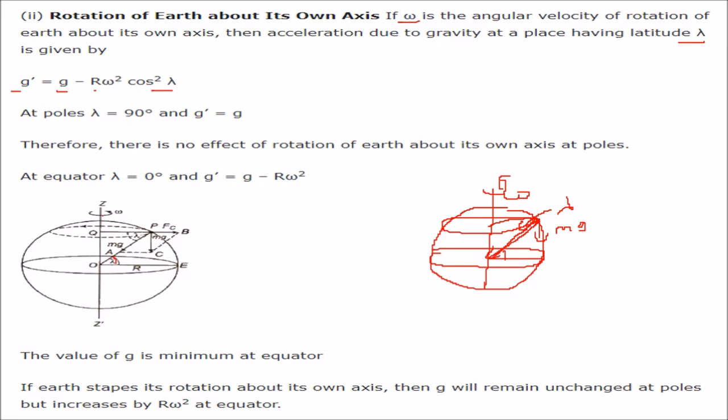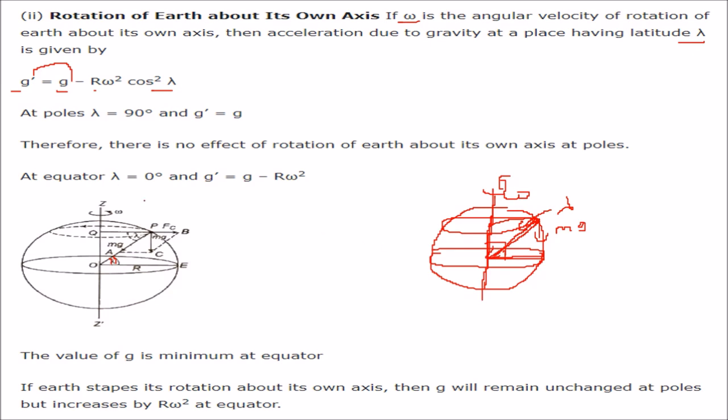When we go to the pole, lambda becomes 90 degrees. So we put lambda equal to 90 degrees and we get g dash equal to g. So there is no effect of rotation of earth about its axis at the poles, because we are talking about a point on the axis itself.